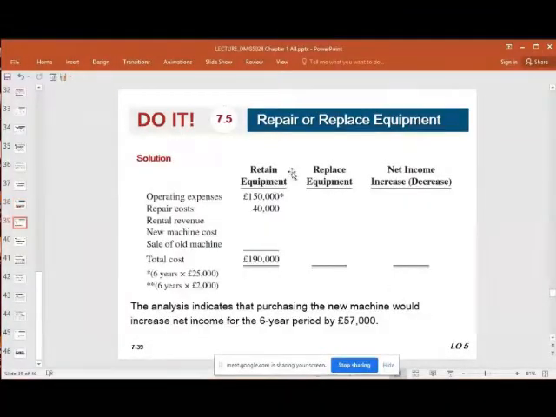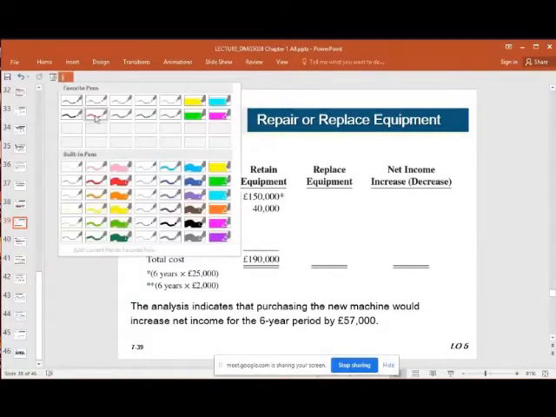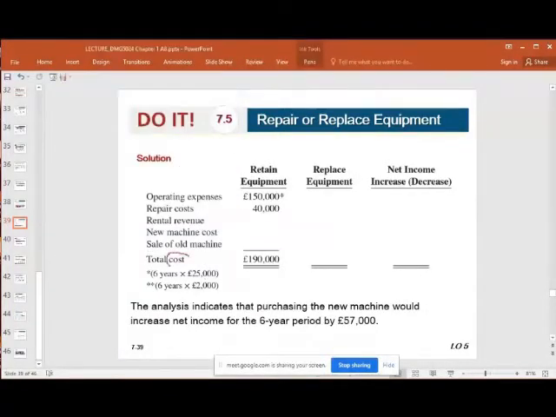Okay, so same thing. The old decision is you want to keep the old lift. The new decision is you want to buy the new lift, you want to replace the old lift. So we look here, you have your operating expenses, your repair cost, your rental revenue, old machine cost, and sales of old machine. And you have a total cost.